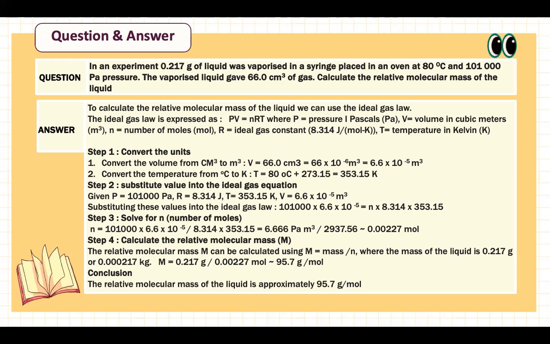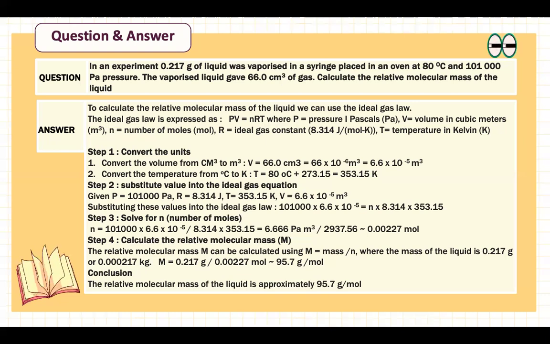Step 2, substitute values into the ideal gas equation. Given P equals 101,000 Pascal, R equals 8.314 joules, T equals 353.15 Kelvin, and V equals 6.6 times 10 to the power of -5 meter cubed. Substitute these values into the ideal gas law, where you get 101,000 Pascal times 6.6 times 10 to the power of negative 5 equals n times 8.314 times 353.15.